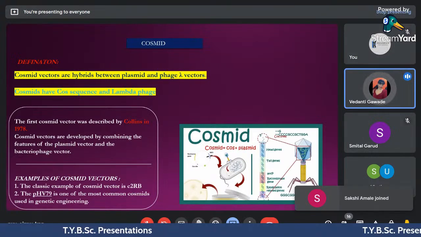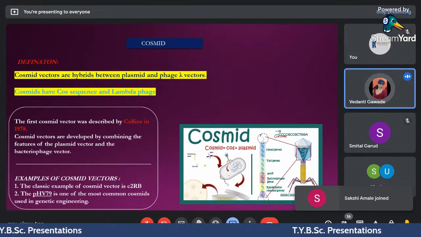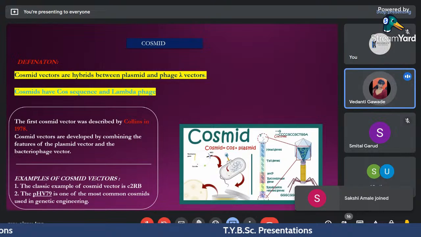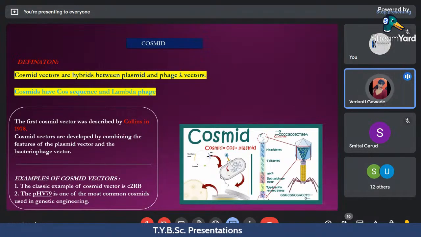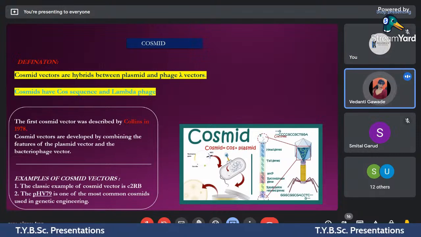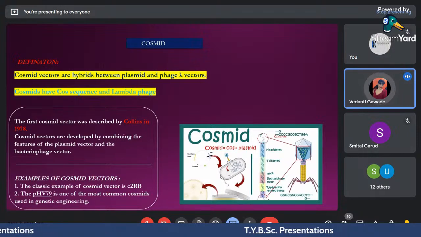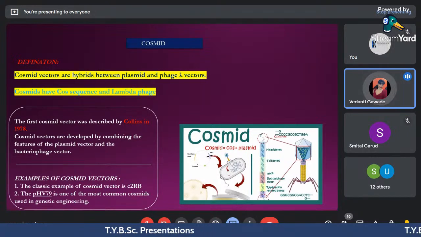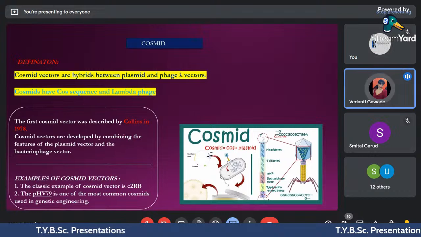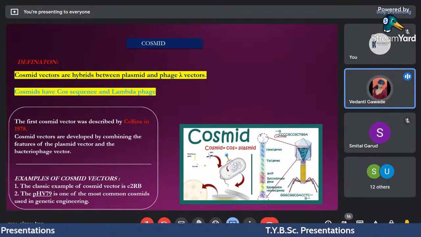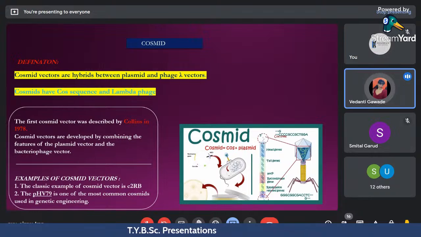The first cosmid vector was described by Collins in 1978. These vectors are developed by combining the features of plasmid vectors and bacteriophage vectors. Some examples of cosmid vectors are the classic example, pJB8, and another example is pHC79. It's one of the most common cosmids used in genetic engineering.